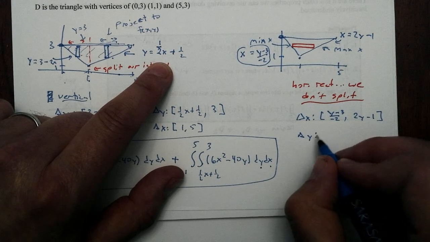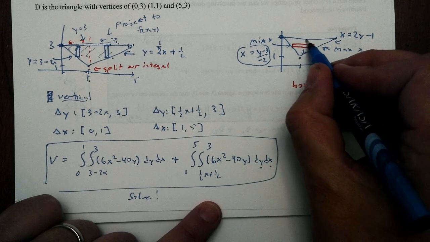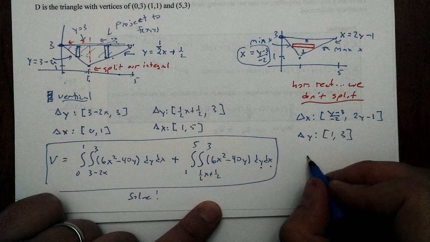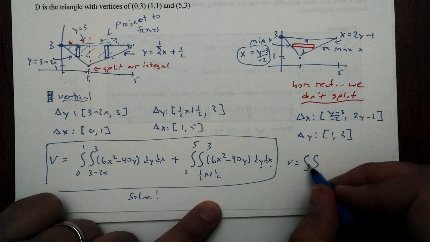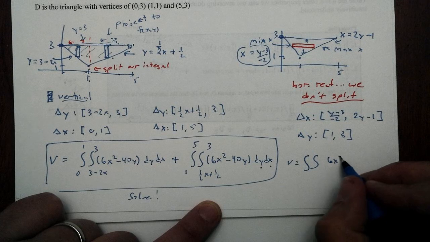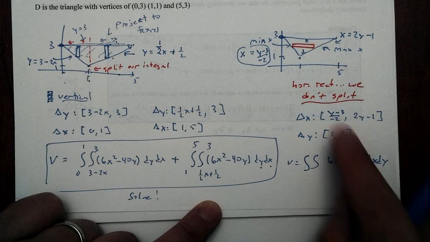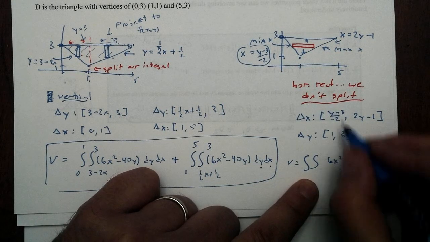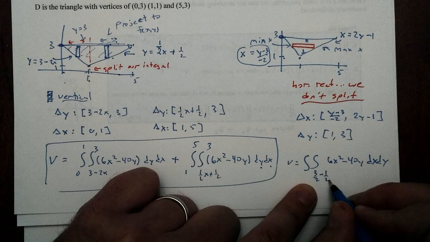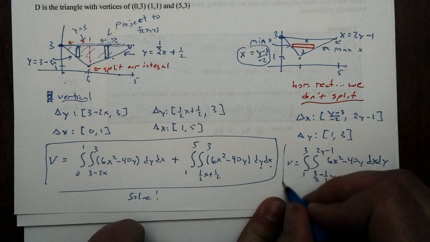Now the change in y's here, again, I don't have to worry about splitting it like here. My change in y's are going to go up and down here. We go from 1 to 3. And I can write my double integral, my function still, my volume, my height, which is 6x squared minus 40y. But this time dx dy, because remember we're doing x first with the horizontal. And this, of course, if you want to simplify that, would become 3/2 minus 1/2 y to 2y minus 1, and then from 1 to 3.